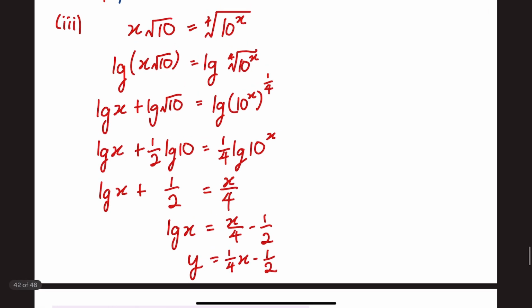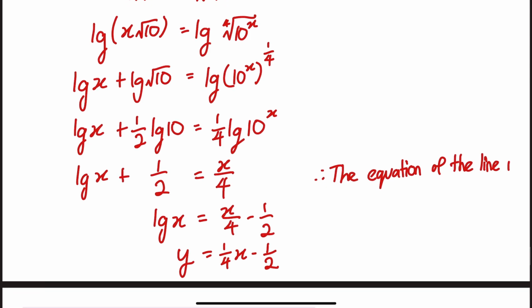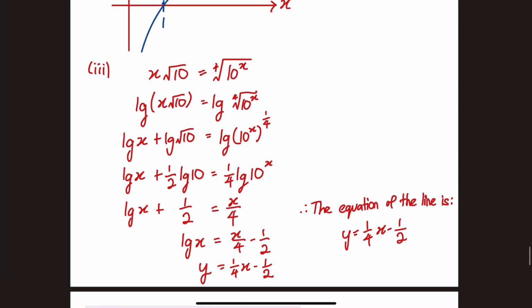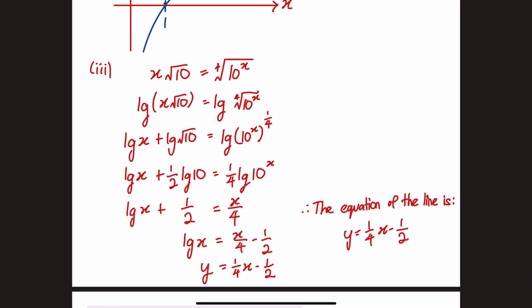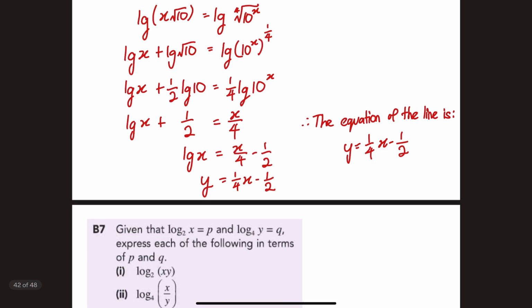So to answer the question, the equation of the line in this case is simply y equals 1 over 4 x minus half. That is the answer for part 3 of this question. And with that, we're done with question 6. We will move on to the last question, question 7.